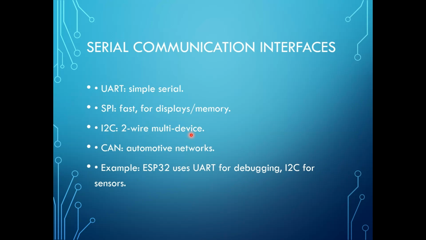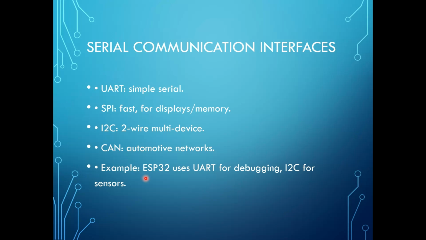Serial communication interfaces in the microcontroller. There are UART, SPI, I2C, and CAN. UART is basically a simple serial. SPI is fast, for displays and memory, and I2C is two-wire, multi-device. SPI is four-wire, and UART is also two-wire. CAN we basically use for automotive networks. Later in the lectures we will learn more in detail, and you will get to know how these serial communications work with the controllers.